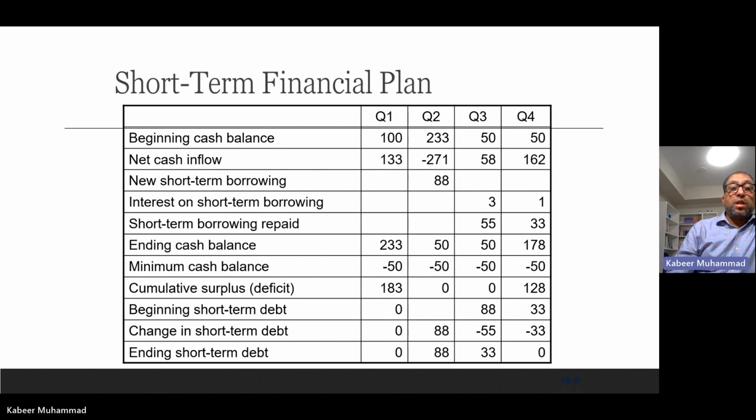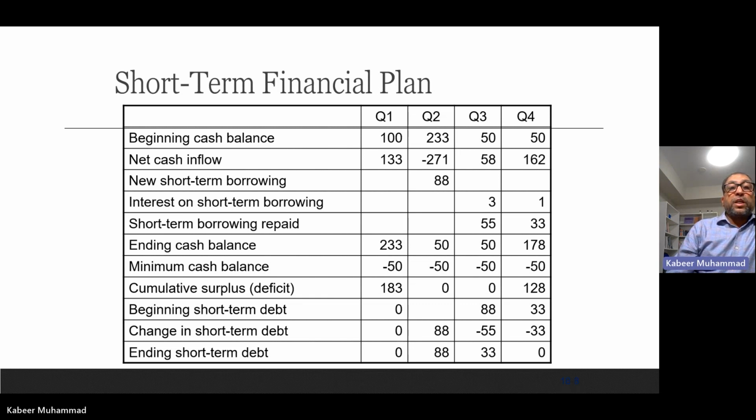So we see here that we have a cumulative deficit or surplus, and for beginning short-term change, there is no change. So we again bring this to 33 in the beginning and adjust. We have an 88 plus, and then we arrange.